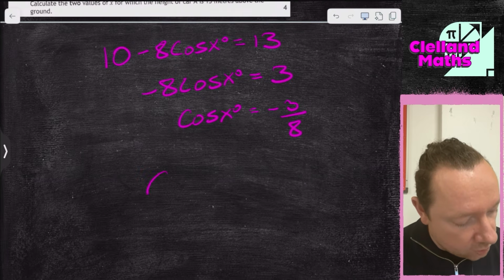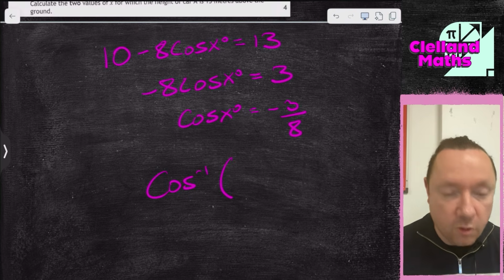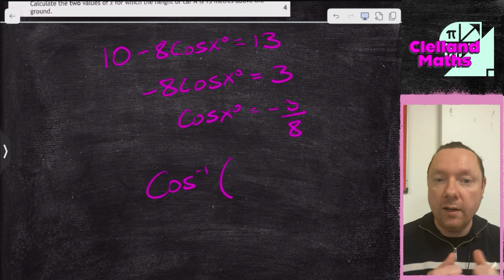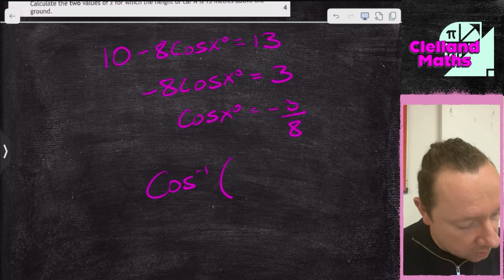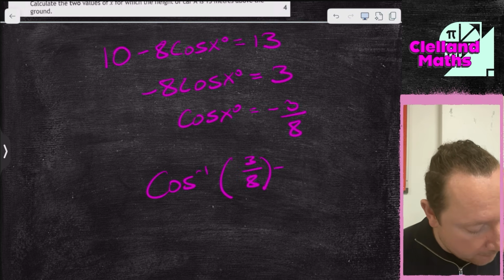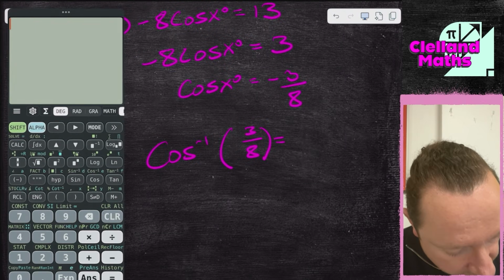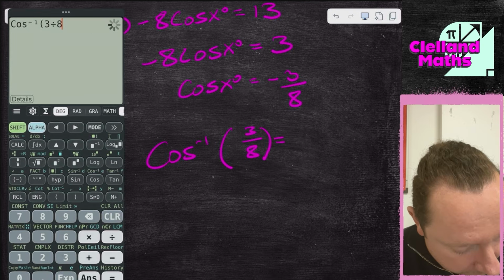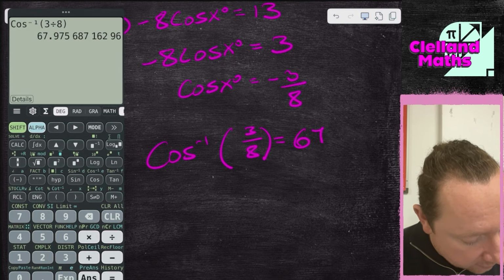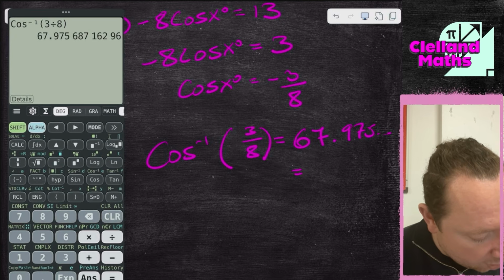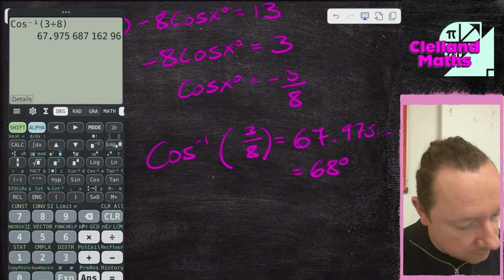So now you do the inverse cos, and this is your sticking point. Don't do the inverse cos of a minus, because you get a wrong answer, because the CAST diagram only works for positive numbers. So I do 3/8 only. Shift cos 3 over 8 is 67.975 and so on, or about 68 degrees then.